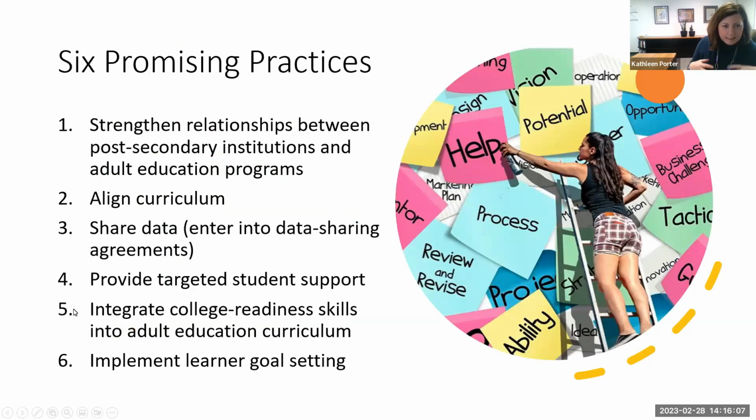So we've boiled this down into 6 different promising practices. None of these are particularly earth-shattering, you'll see. The first thing is strengthening relationships between post-secondary institutions and adult education programs. The second is aligning curriculum. The third is to share data, to enter into data sharing agreements. The fourth is providing targeted student support. The fifth is integrating college readiness skills into our adult education curriculum. And then finally, implementing learner goal setting.